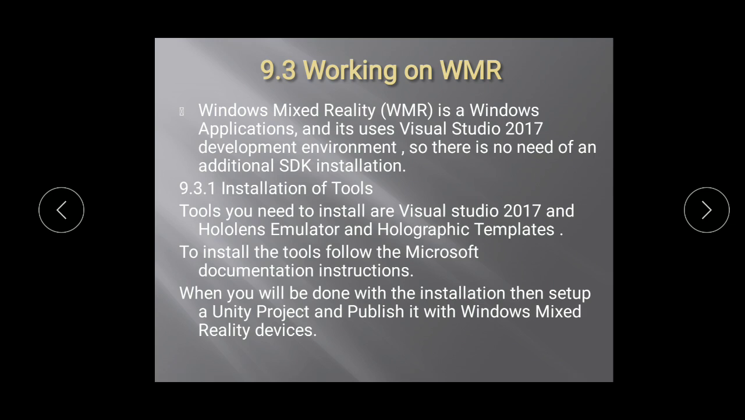And now the first is installation of tools. How do you install? So you have to go to tools. You need to install Visual Studio 2017 and the HoloLens emulator and holographic templates. These are the tools which you need to install. To install the tools, follow the Microsoft documentation instructions. They will tell you how to install it.